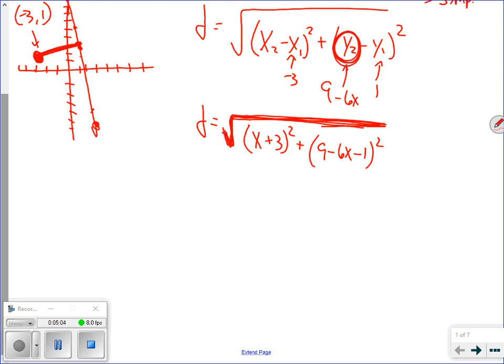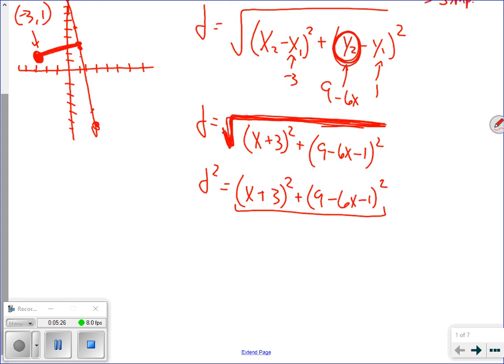There is a shortcut to prevent this. If I were to square both sides and say d squared equals (x plus 3) squared plus (9 minus 6x minus 1) squared, this is a trick whenever you're using the distance formula for optimizing. If I take this derivative, it's going to give the same maximum or minimum value that you would get with the square root. All the square root does is give you the same exact thing on top like we got right here, but it also gives you this negative quantity on the bottom, which is unnecessary for this situation. So this is a helpful trick for optimizing. You could leave the square root if you want to.